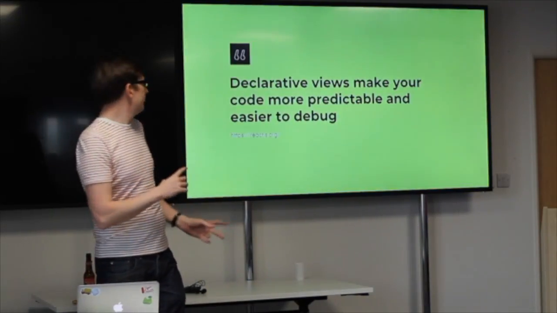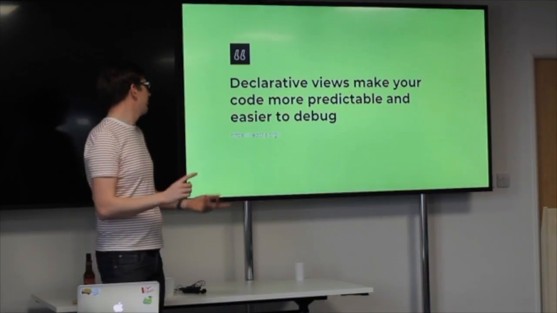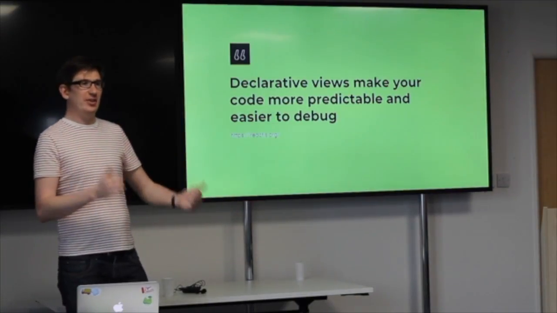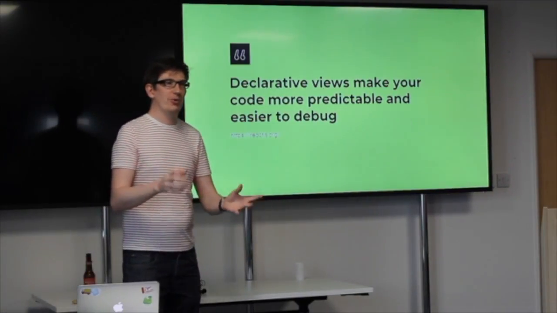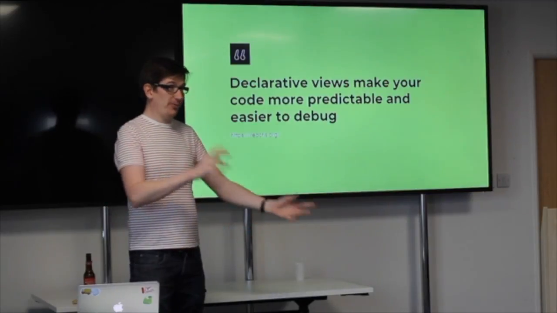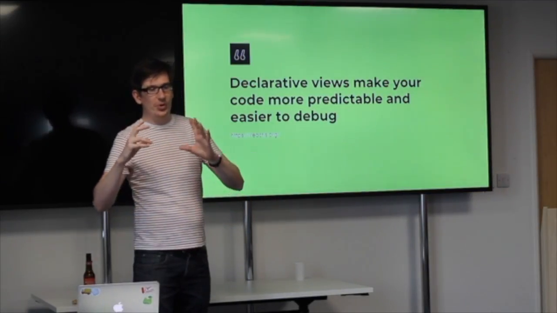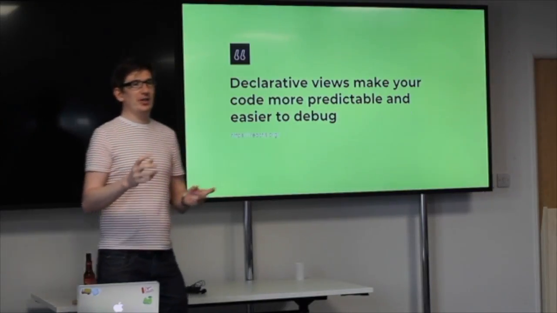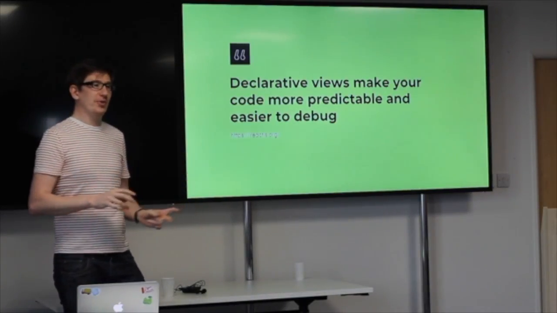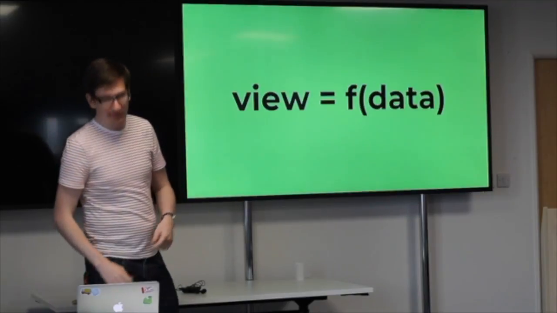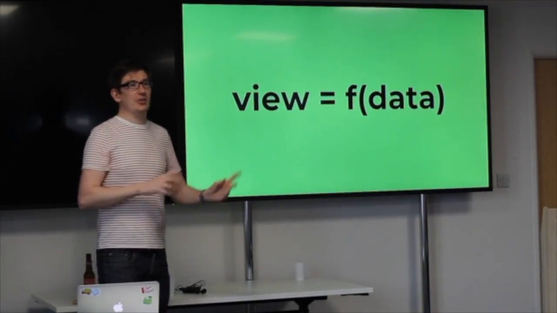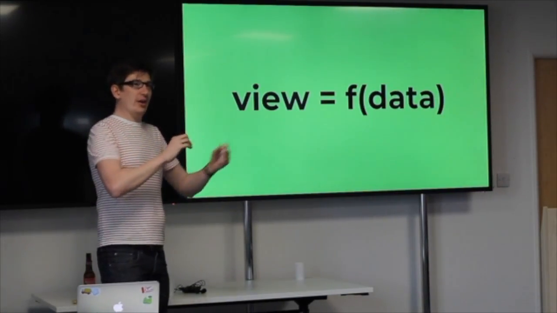So this is from the React homepage. The declarative views make it more predictable, easy to debug. One of the big core insights of React when it came out, not the first people to do this, was that UIs are really great to write if you treat them as basically functions on your data. So data in, view out. And when your data changes, or you say it changes, you run this function again, and you get a different view at the end of it.